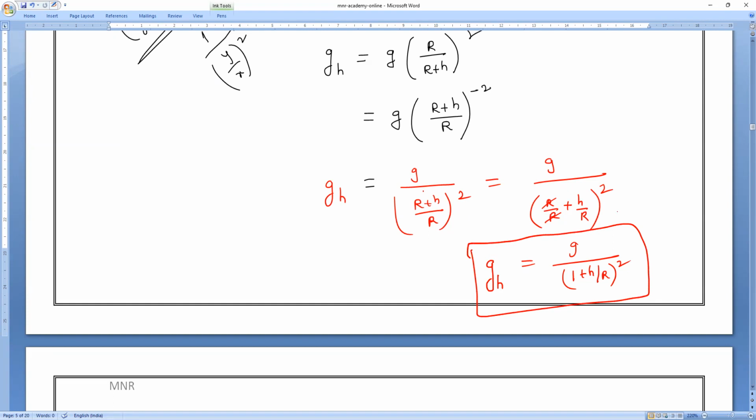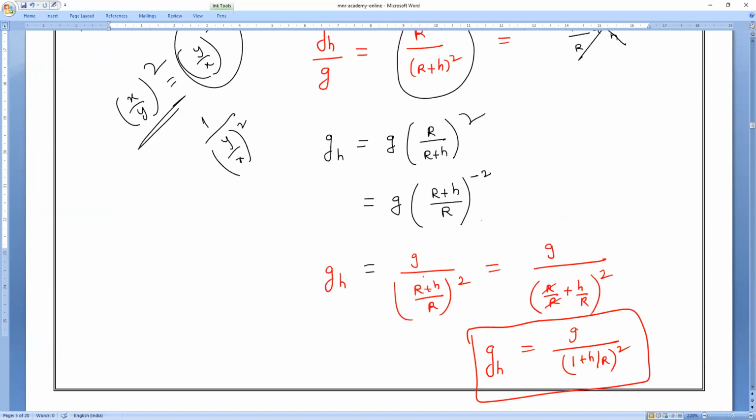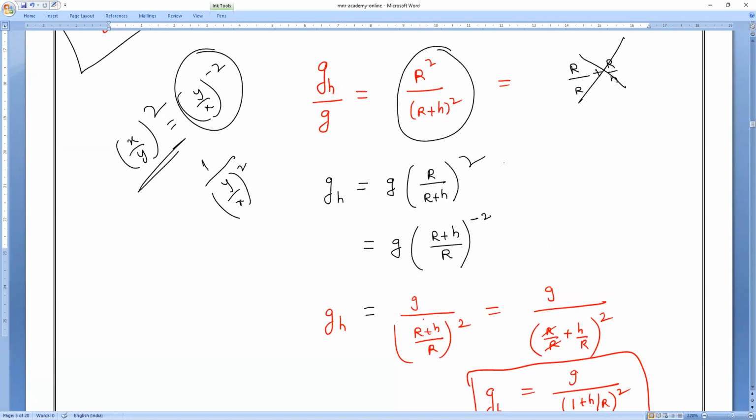Sir, but before we got G into 1 plus. That is wrong, that's what I'm saying. See, before, what I have done: R by R plus H, whole square. I have written it as R by R plus R by H. It is wrong. I made a mistake in LCM, but you did not notice it. RH is the LCM, so how can you take it? It is wrong, correct?